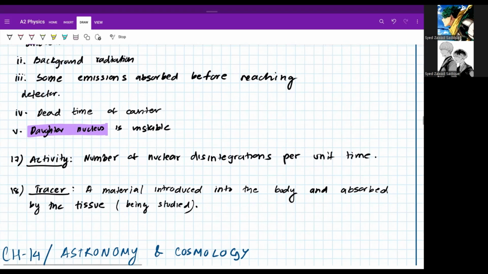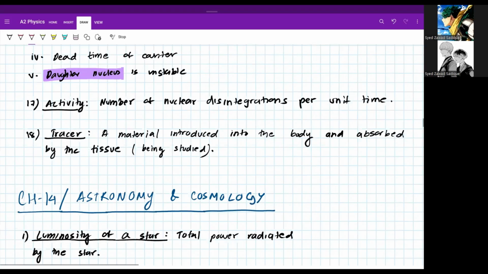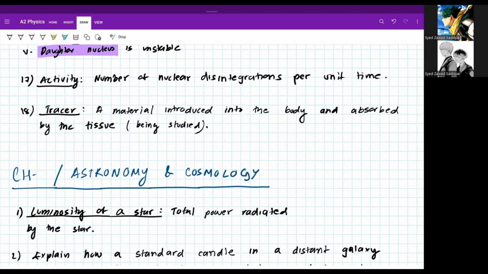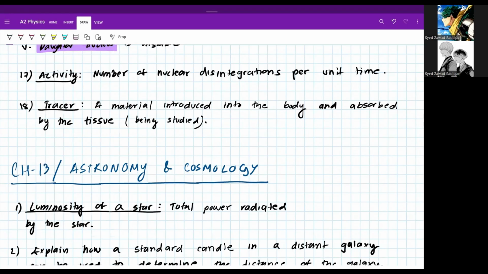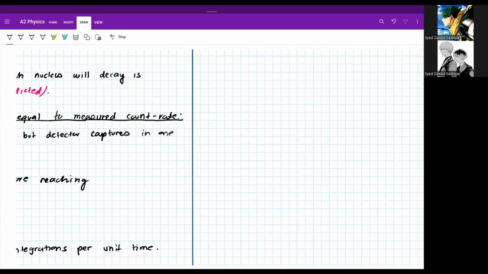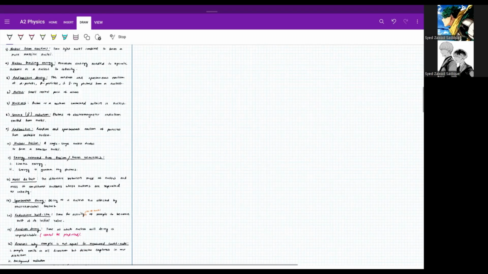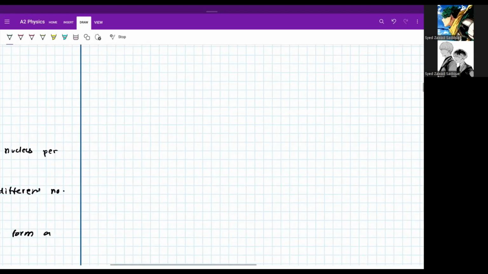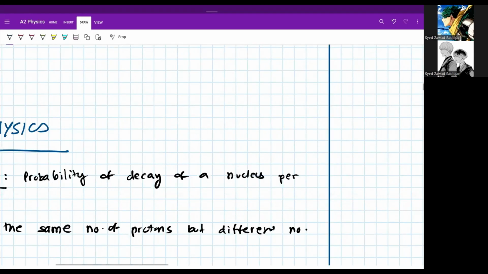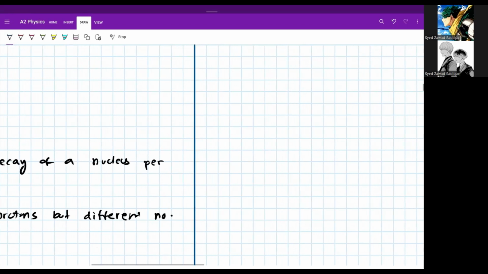Okay, I think I made a mistake. Anyways, let's go into the concepts of nuclear physics. I think nuclear physics does not have that many concepts, so we should be able to do this fast.